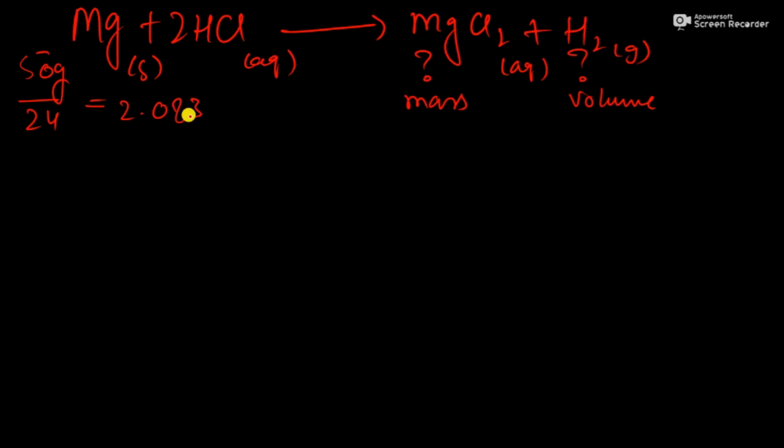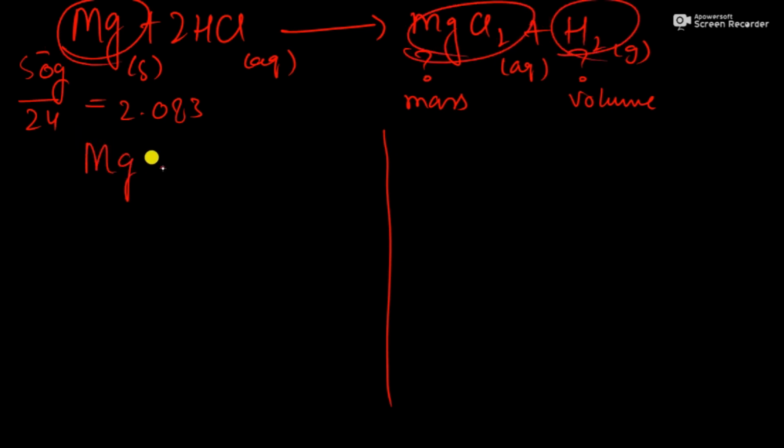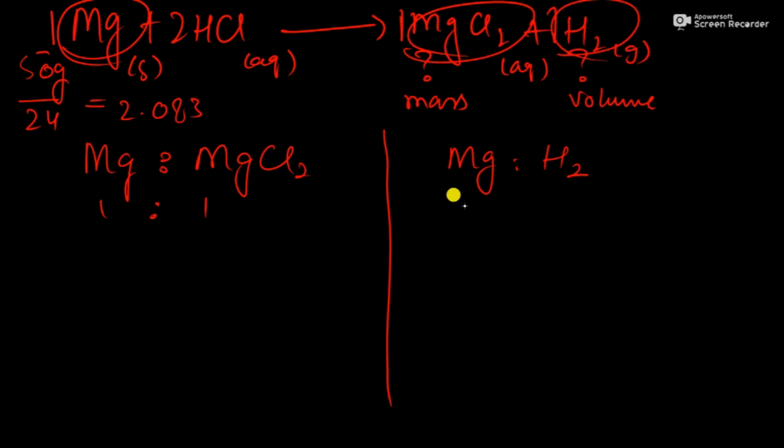Now we can use this for the relation. I'm just taking two parts for this, using magnesium to find out this and this as well. So we take the relation of magnesium with magnesium chloride, and then magnesium with hydrogen as well. Both have a 1 to 1 relation. That means the moles for magnesium chloride is also 2.083, and the same for hydrogen. So it is quite easy for us to find out the number of moles in this equation, and we can easily find out the mass as well.